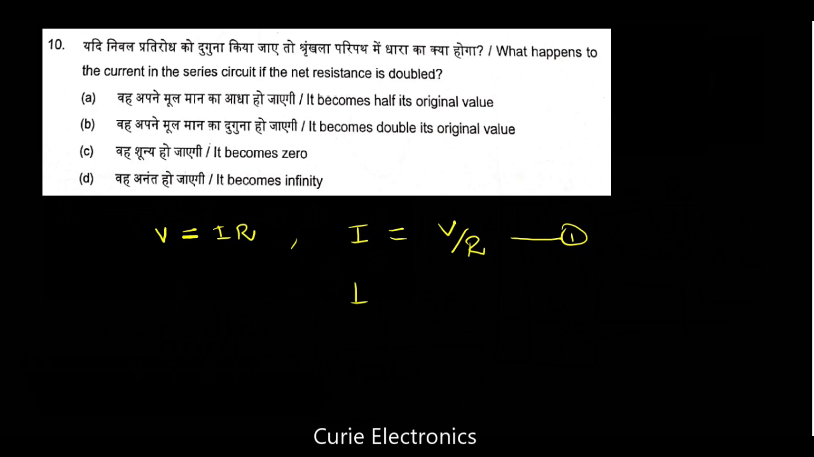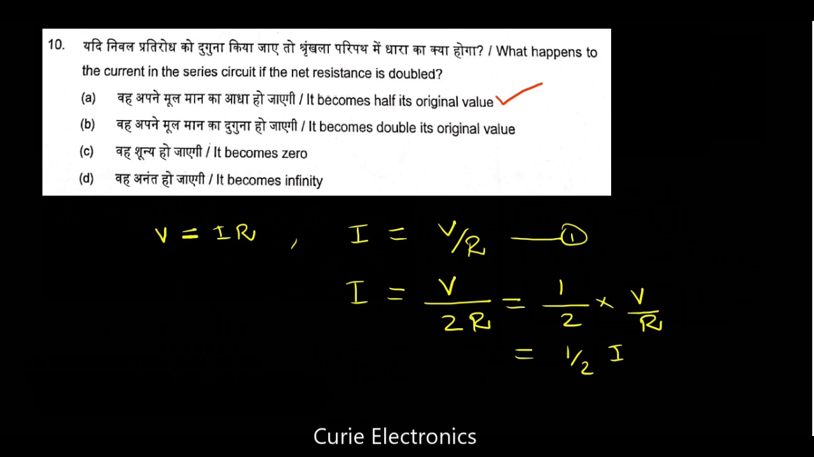Now I equals V upon 2R, since we are doubling the resistance, which we can write as 1 upon 2 multiplied by V upon R. V upon R we know, that is I. So it is 1 by 2 I. So what happens to the current in the series circuit if the net resistance is doubled? It becomes half of its original value. That is the right answer.